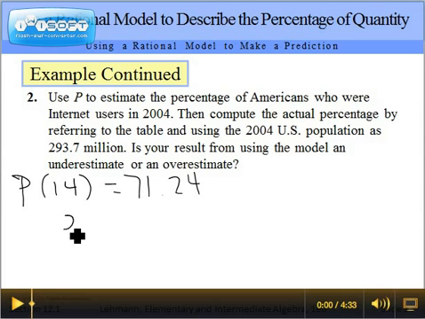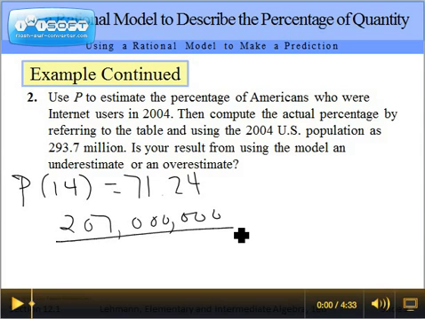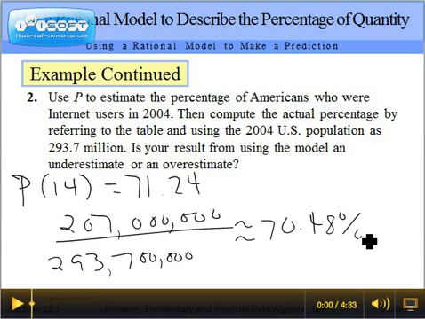So the table tells us that 207 million people were internet users. And the problem stated that the U.S. population is 293,700,000. And this is approximately equal to 70.48%. So our result from using the model is an overestimate, since it gave us a number that was greater than 70.48%.